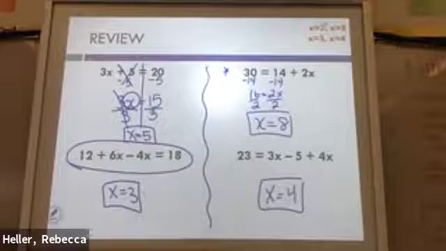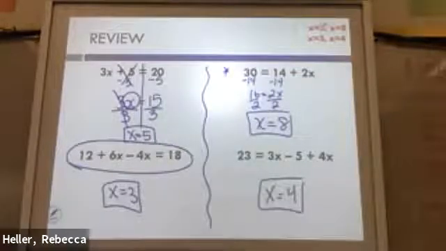X is 6x minus 4x. It would just be like 6 minus 4 is 2. Got it? Yeah, you're still going to subtract 12, so that gives you 2x equals 6. Yeah, and then divide.